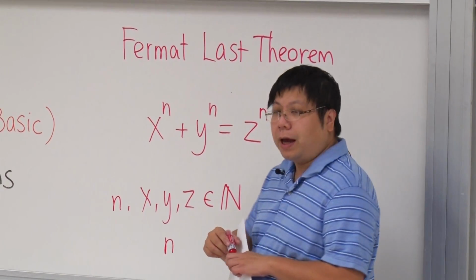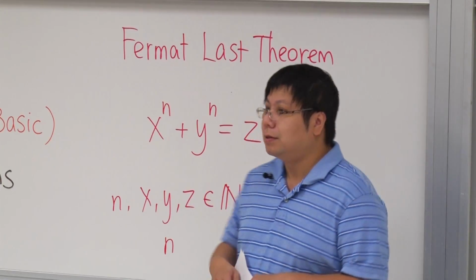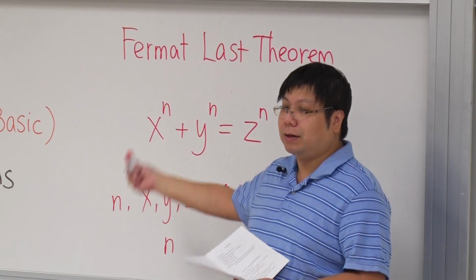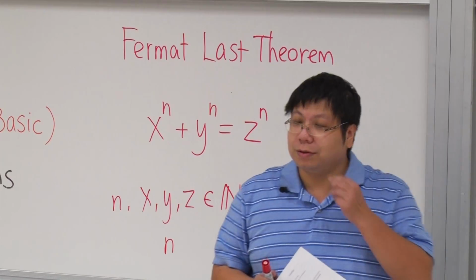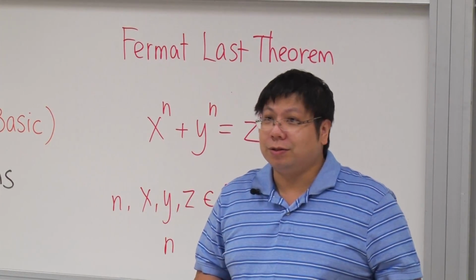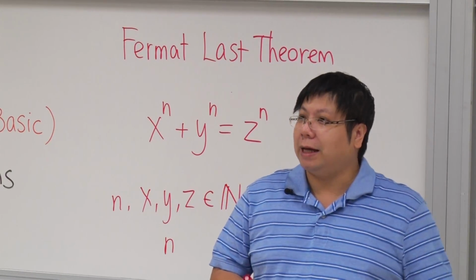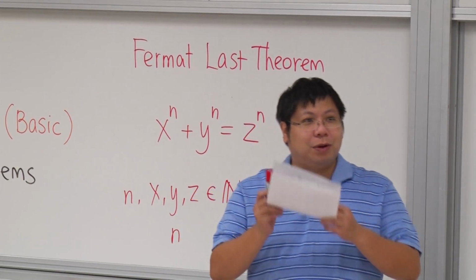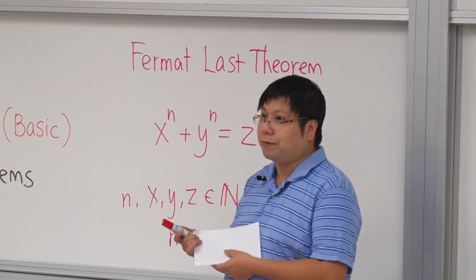If n is equal to 1, then you will have infinitely many solutions. 1 to the power 1 plus 2 to the power 1 is equal to 3 to the power 1, right? If n is equal to 2, there are also infinitely many solutions. Because you have 3 squared plus 4 squared is equal to 5 squared, right? So you double every number, you will have 6 squared plus 8 squared is equal to 10 squared. Or you triple every number, you will have 9 squared plus 12 squared is equal to 15 squared. So you will also have infinitely many solutions for x, y, z.